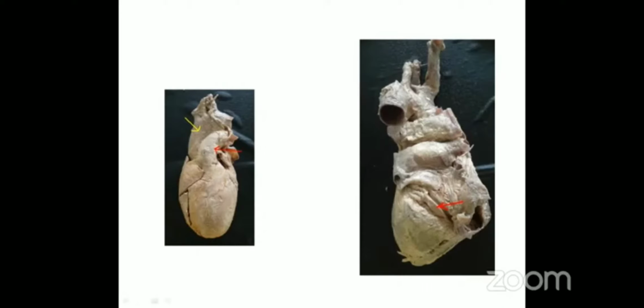This is the diaphragmatic surface here. This is the posterior surface or the base, where you can see the pulmonary veins opening into this, and the atria and the ventricles are separated by the atrioventricular groove. This posterior atrioventricular groove will lodge this structure shown by the arrow, that is the coronary sinus, which is the main draining vein of the heart. So the external features can be part of LAQ, or it can be part of your viva or spotting.